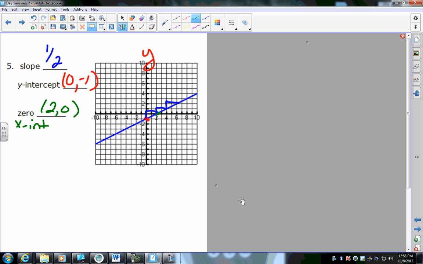Now to write my equation, I should have y equals your slope. Remember, not b, mx plus b. m is the slope, 1/2 x. b is the y-intercept, -1. That should be my equation.